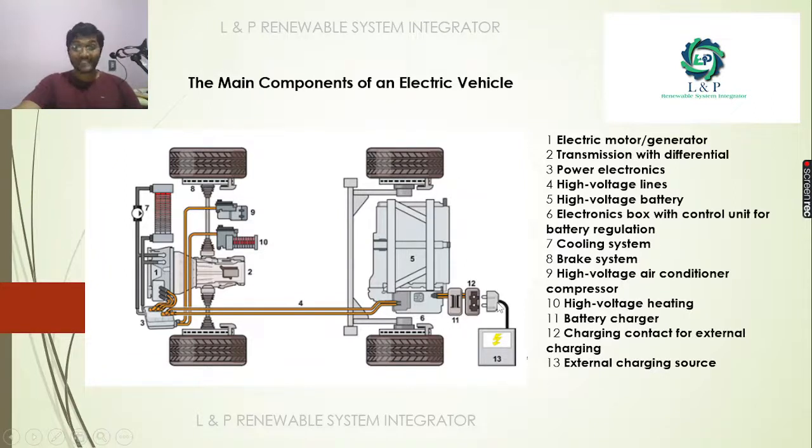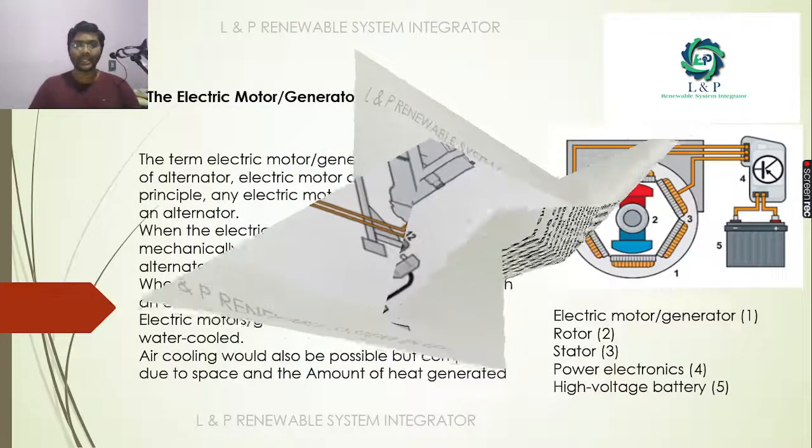Next is the braking system, and next the air conditioning compressors. Next, high voltage air conditioning compressors, high voltage heating, the battery charger, and the charging contact for external charging, and external charging sources. So these are the main components of an electrical vehicle.